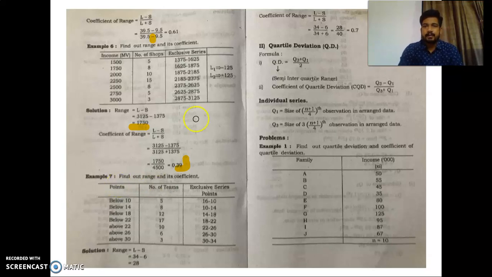In the next lecture we will go through the second method of dispersion, that is quartile deviation. I hope you understand this concept of range very well. It's very simple. We just have to find the range and coefficient of range.